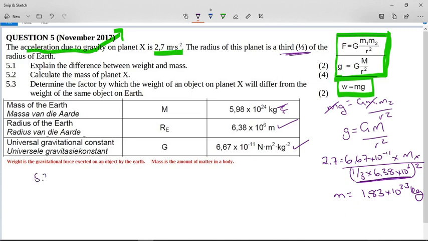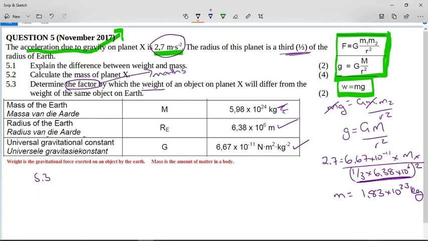Now in 5.3, it says determine the factor by which the weight of an object on planet X will differ from the weight of the same object on Earth. So when they say the factor here, this is a maths thing. They want to know by what number it is bigger or smaller. So first of all, if we have a look here, this value, acceleration due to gravity, is 2.7.